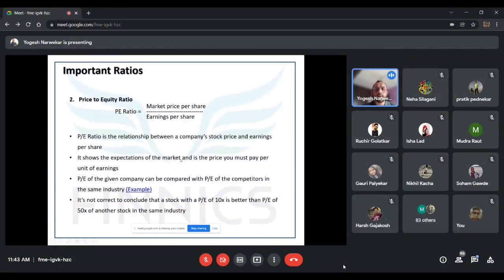It shows the expectations of the market and is the price you must pay per unit of earnings. So, for example, if the P/E ratio of any stock is 29 or 30, what does that mean? To earn 1 rupee of earnings from that share, the market is ready to pay 20 times the share price. If the P/E ratio is 20, it means to earn 1 rupee on that share, the buyers are ready to buy it at 20 times, or the buyers are ready to put in 20 times the money.